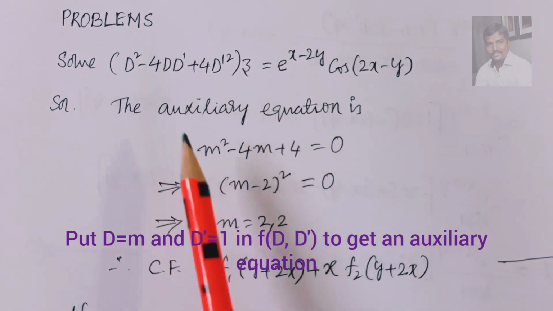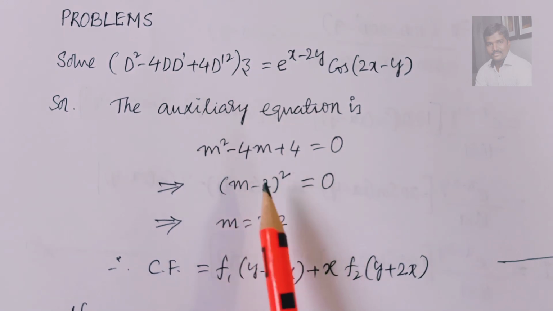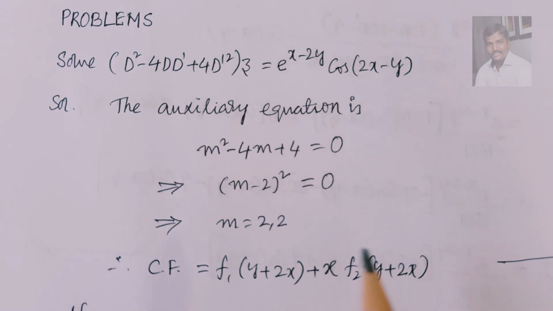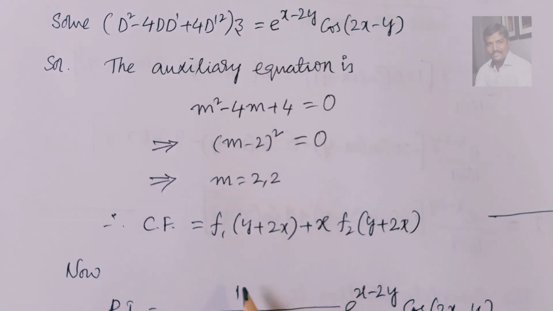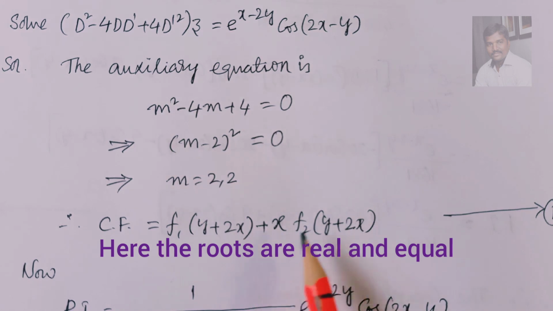By doing that we get m square minus 4m plus 4 is equal to 0, which can be written as m minus 2 whole square. The roots are 2, 2. Since the roots are real and equal, the complementary function is f1 of y plus 2x plus x into f2 of y plus 2x. We write this x because the roots are real and equal.